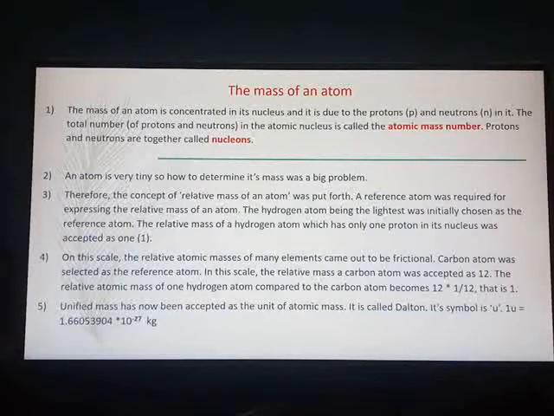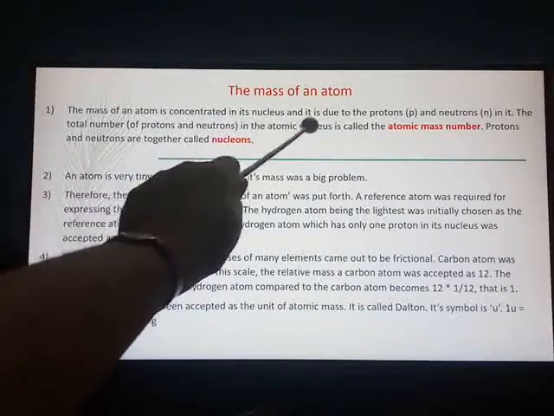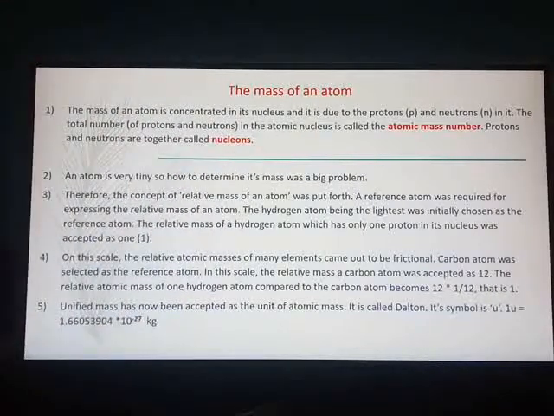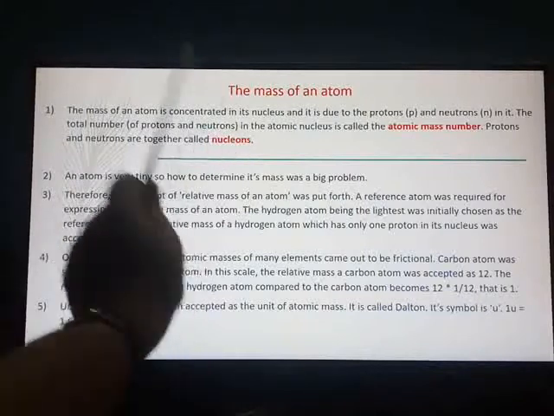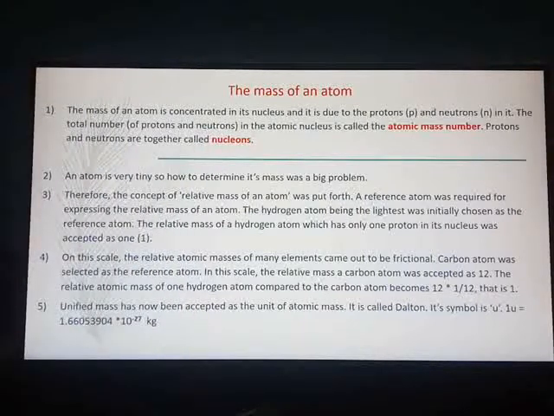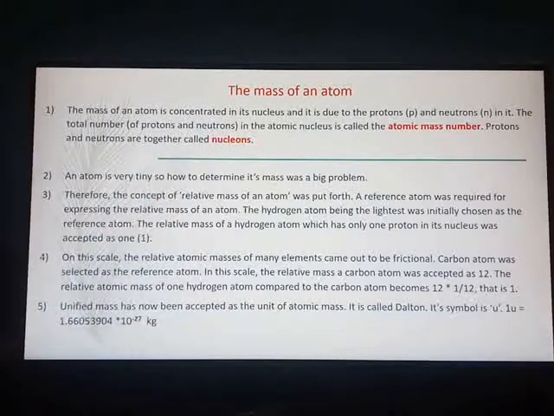It is nothing but the total number of protons and neutrons in the atomic nucleus, which is called the atomic mass number. And protons and neutrons, they are together called as nucleons. So what do you mean by atomic mass? The number of protons and neutrons in the atomic nucleus together is called the atomic mass number.